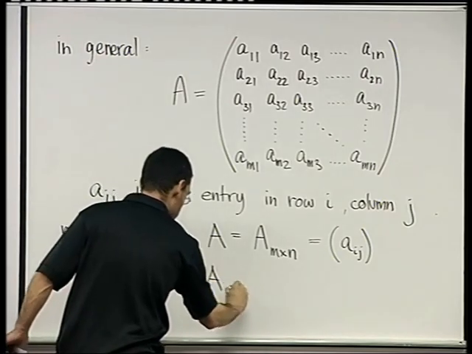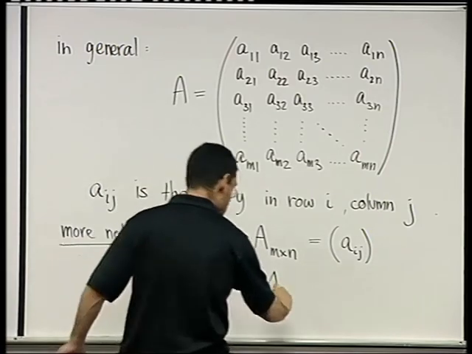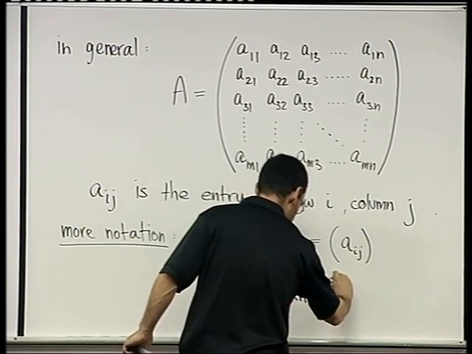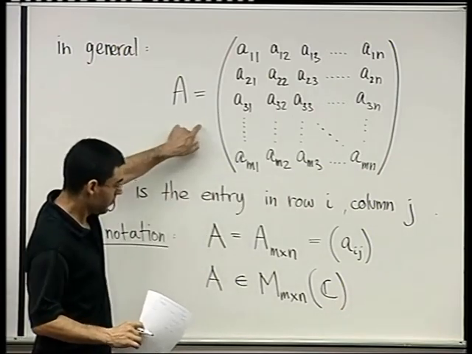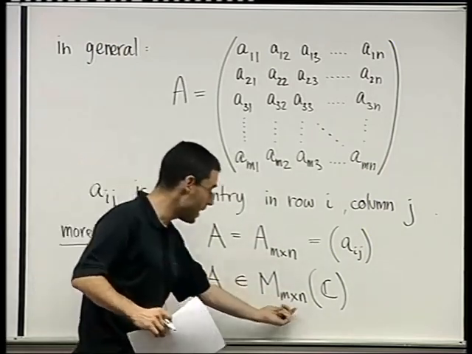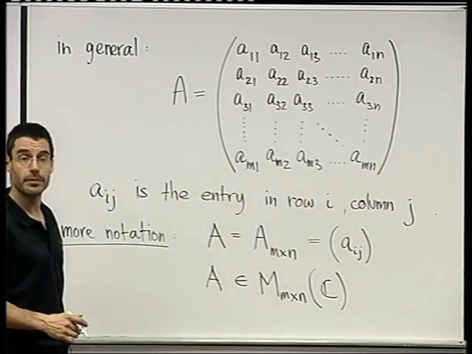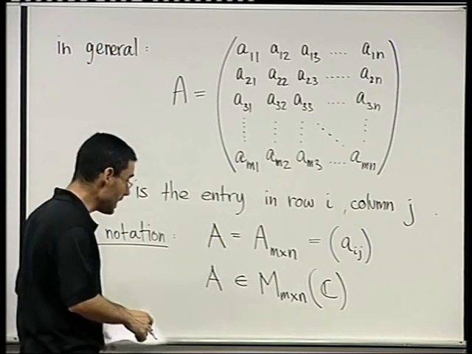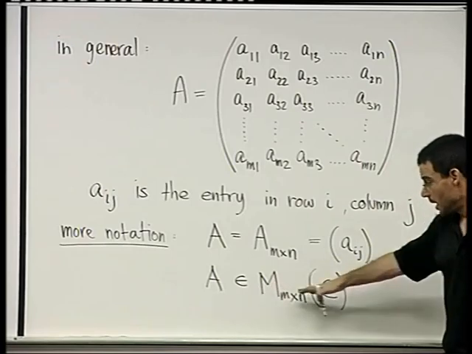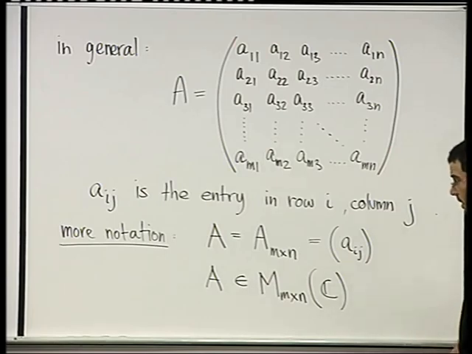This A belongs to matrices of size m by n over the complex numbers. So A belongs to, and this is the notation for the family, for the world of m by n matrices with entries in the complex numbers. Okay, good. By the way, there are various different notations for this. I don't want to confuse you too much, so we'll just take this.